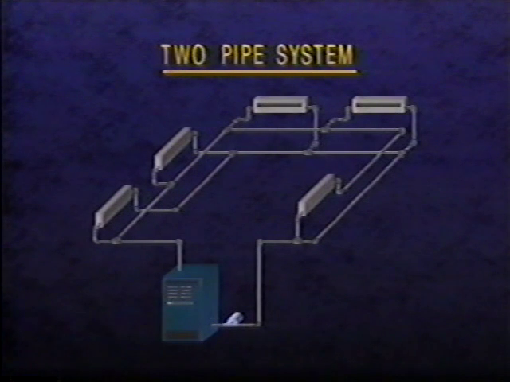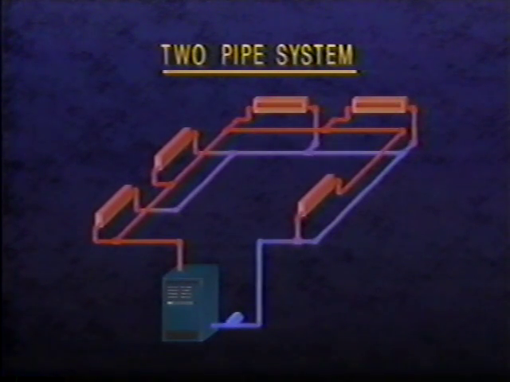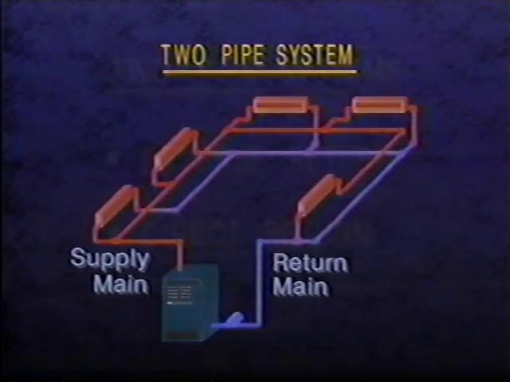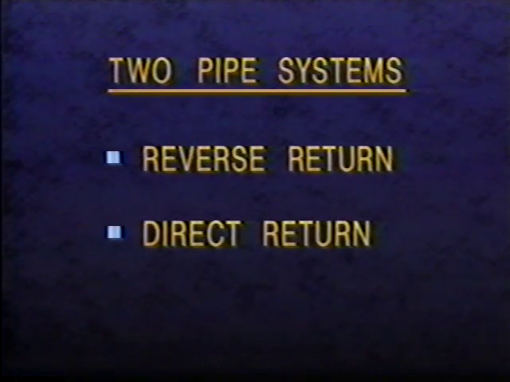In a two-pipe system, one main pipe carries the heated water from the boiler supply tapping through the system, and another main pipe carries the cooler return water back to the boiler. This system uses a supply main and a separate return main. There are two types of two-pipe systems: reverse return and direct return.